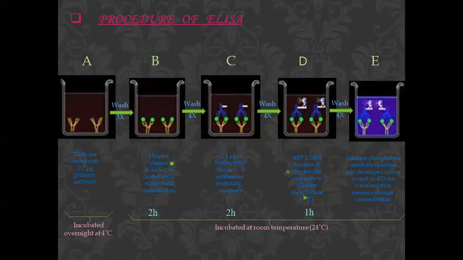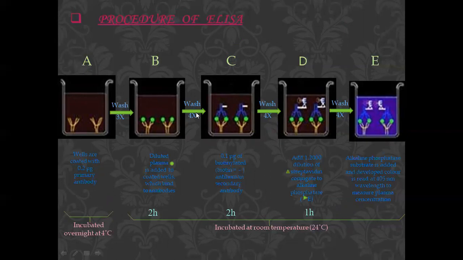For the procedure of the ELISA, the plate is coated with 0.2 μg of primary antibody. We incubate it overnight at 4 degrees Celsius. Then wash it. After that, diluted plasma is added to the coated well, which binds to the antibodies. Then wash it again.